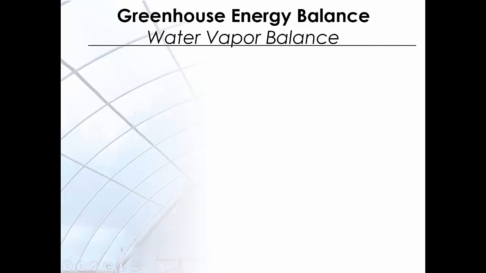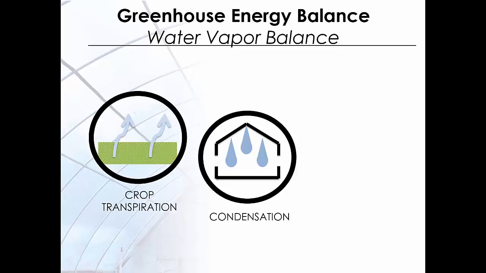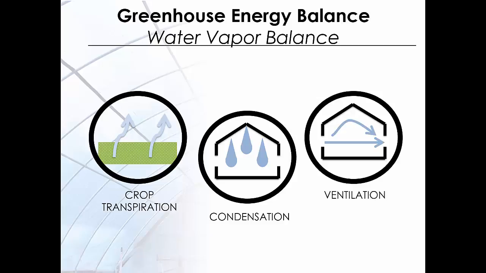Now let's look at water vapor balance. In the case of water vapor, the following components are of interest to us: crop transpiration, condensation, and ventilation. Water has a huge bearing on environmental conditions inside a greenhouse, which makes the water vapor balance an important consideration. Water heating and evaporation require a relatively high amount of energy that is taken from the surroundings within the greenhouse, making its presence within the greenhouse necessary to quantify and analyze.